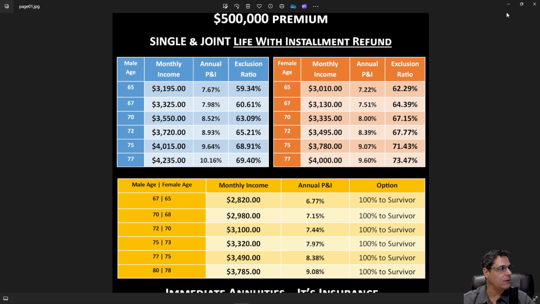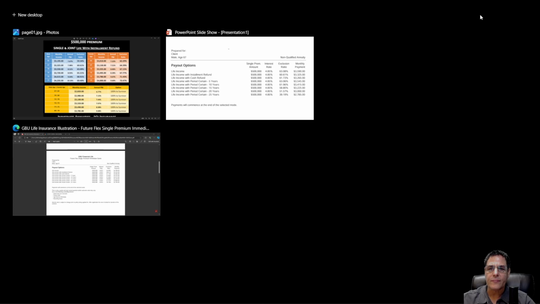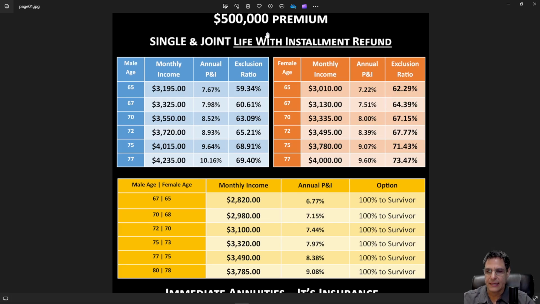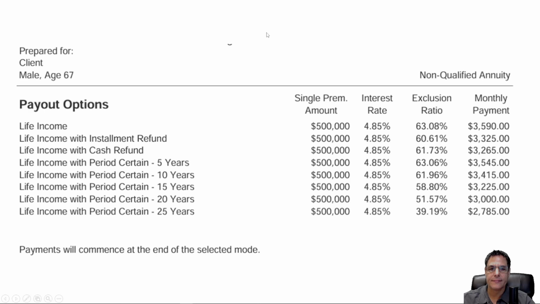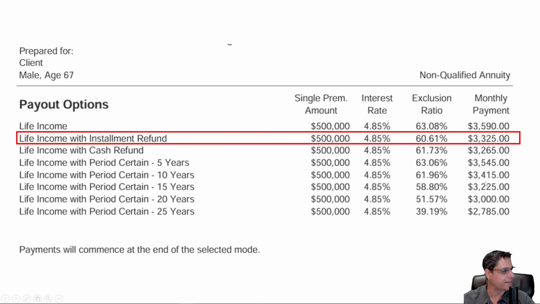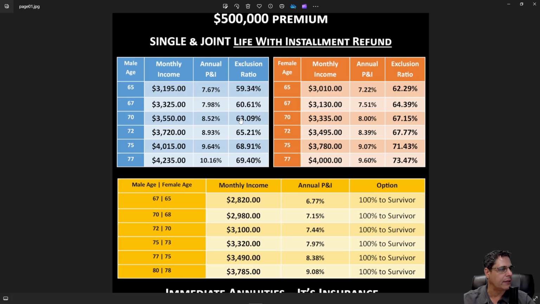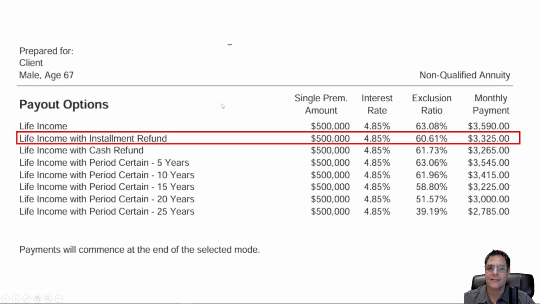So let's take a look at something else. We're going to take a look at the payouts. So this is the actual 67-year-old right here. And there you see that's the number we were talking about, 3025, right? 3025 right here, 3325. Get my math right, 3325 here. So that's just the payout. So here's your actual interest rate. It's assuming an internal rate of return of 4.85. So that's a lifetime 4.85 internal rate of return.